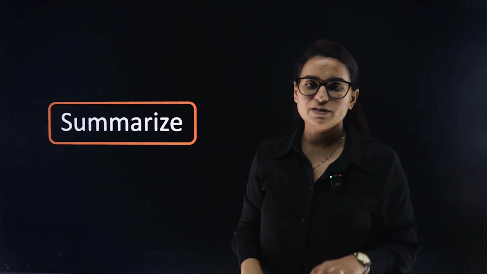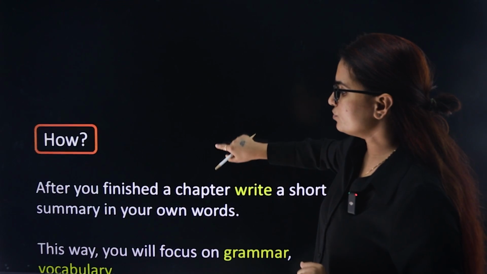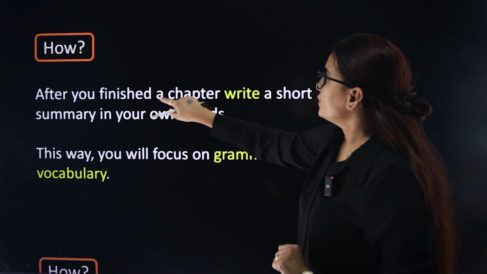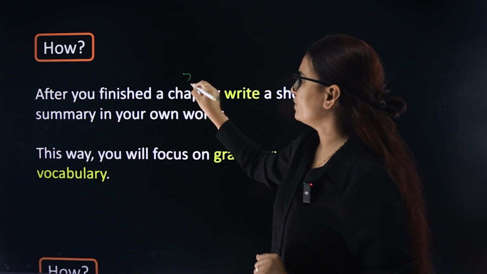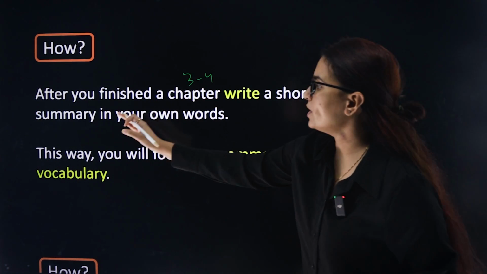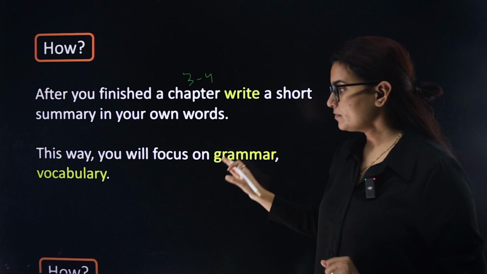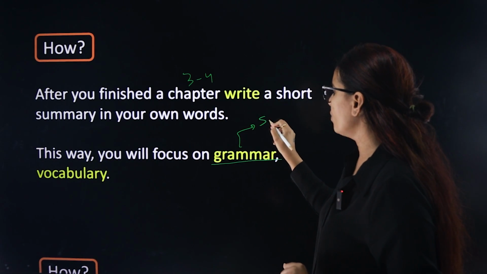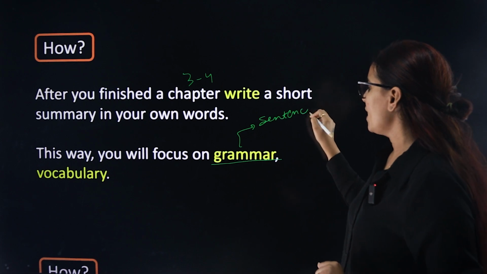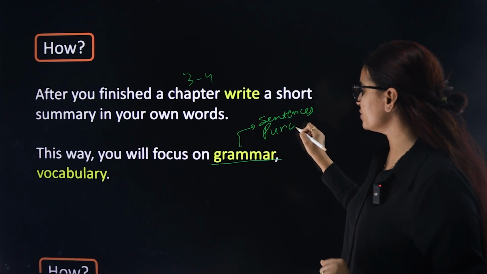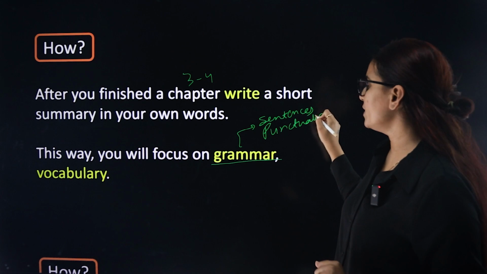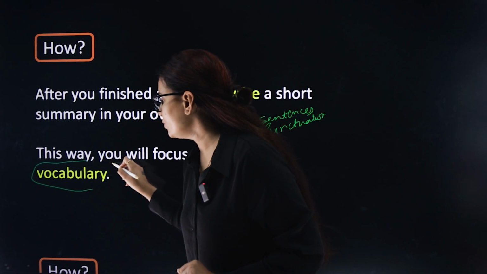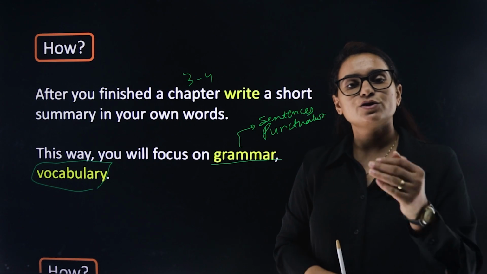The final activity that you need to do is summarize. How to summarize again involves a few steps. After you finish the chapter, or let's say 3 to 4 pages, write a short summary in your own words. This way you will focus on grammar. In grammar, you will know how to write sentences, how to worry about punctuation, how to put commas, where to put full stops, where to put hyphens. And you will also notice how to find good words to summarize something.